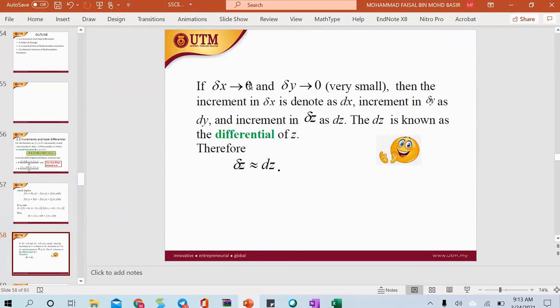If delta x approaches 0 and delta y approaches 0, delta x will be denoted as dx, the increment in delta y as dy, and the increment in delta z as dz. So dz is known as the differential of z. Therefore, delta z will be equal to dz. In some situations you have to use equal. But what you have to know is this.